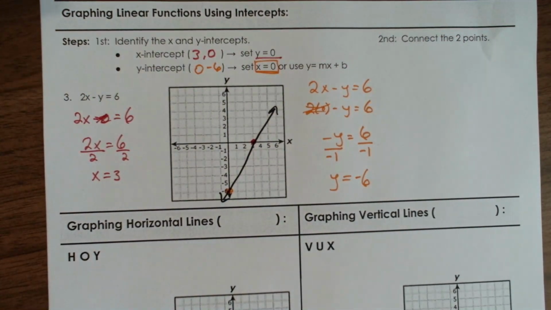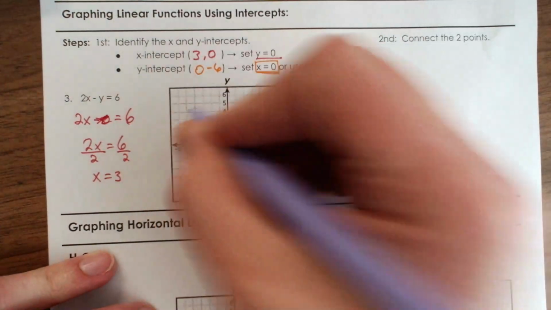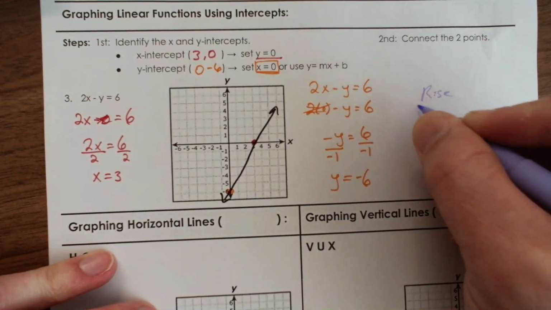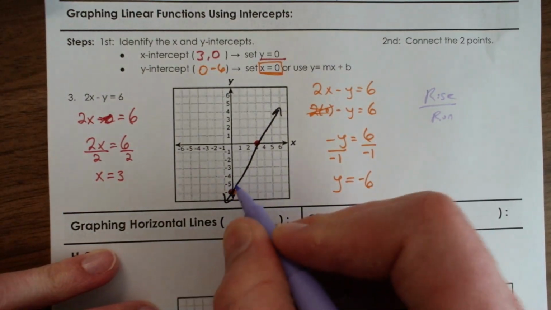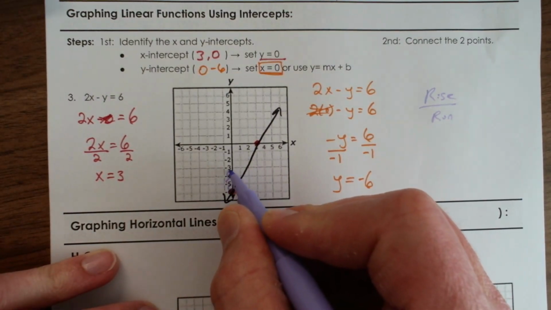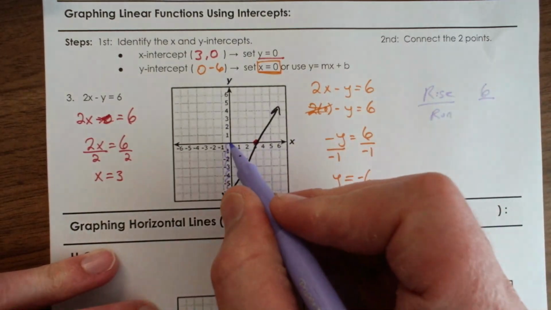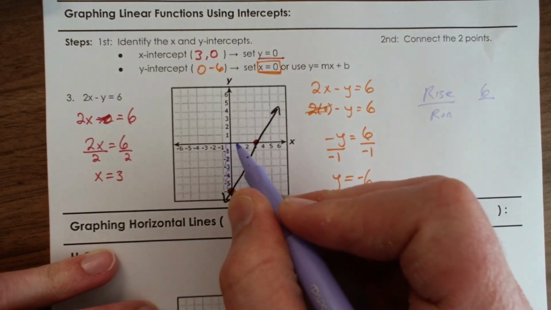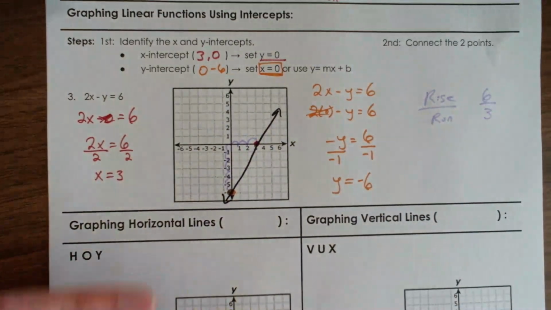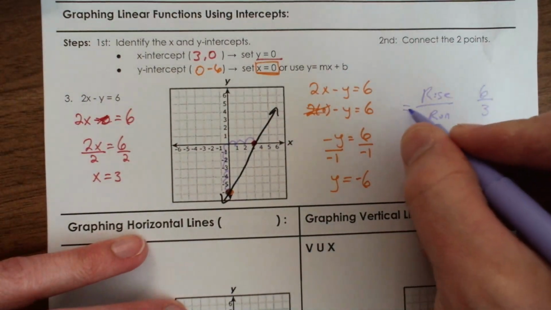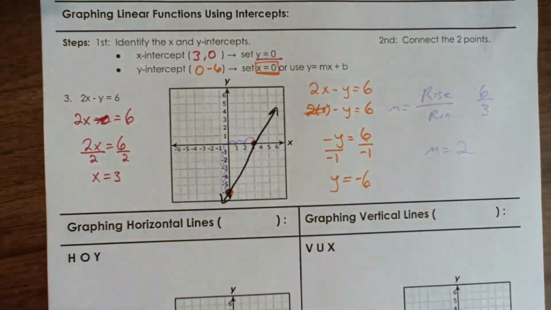And if you're asked to find the slope of this, here's what you do. Remember, slope is rise over run, right? Well, I have this point right here, 6. 1, 2, 3, 4, 5, 6. And it's up, so it's positive. And then run: 1, 2, 3. So my slope for this is 6 divided by 3. So my slope is 2, in case I'm ever asked that.